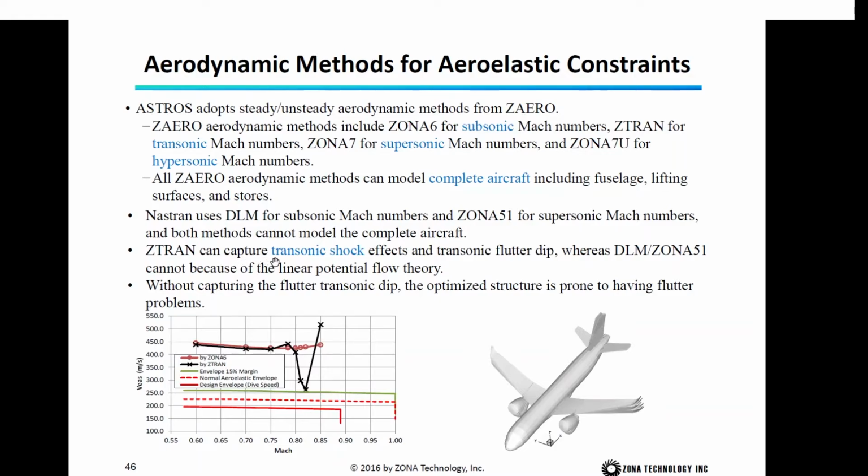ZTRAN can capture the transonic shock effect and the transonic flutter dip, where DLM and ZONA51 cannot, because of the linear potential equation theory. So this is a typical flutter boundary of a transport aircraft. If you use ZONA6, you do not capture the transonic dip. And if you use ZTRAN, you can capture this transonic dip. And without capturing the transonic flutter dip, the optimized structure is prone to having flutter problems.